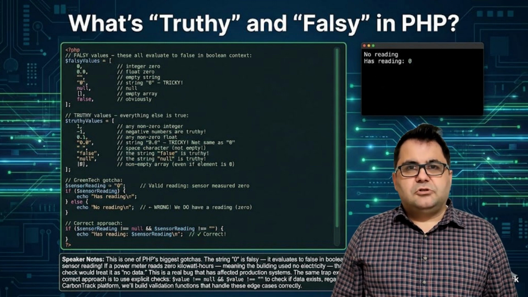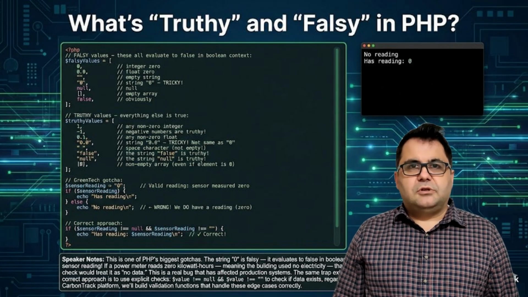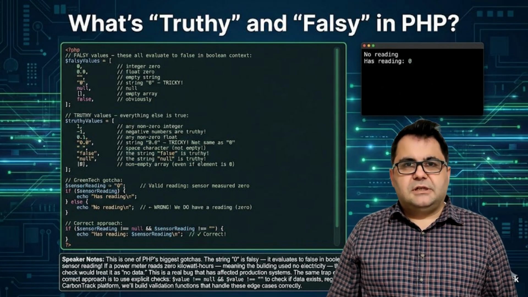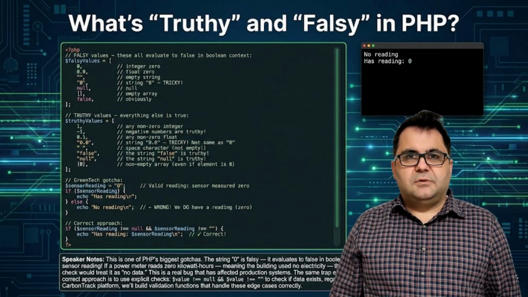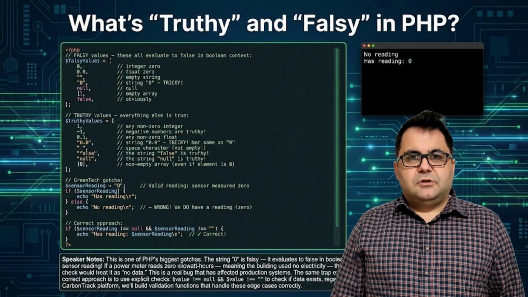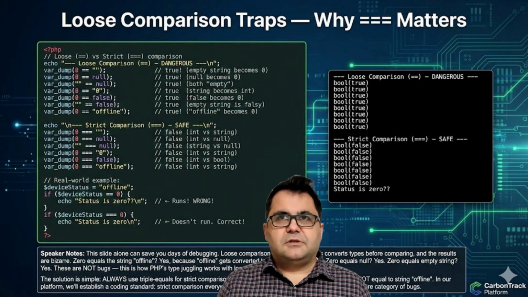The correct approach is to use explicit checks. Use $value !== null and $value !== "" to check if data exists, regardless of whether the value is 0. For our CarbonTrack platform, we'll build validation functions that handle these edge cases correctly. This slide alone can save you days of debugging.